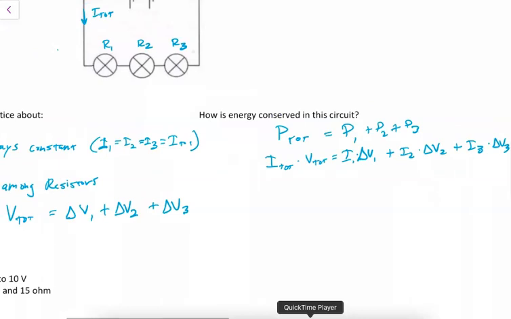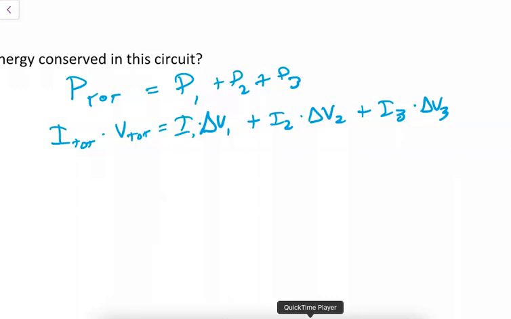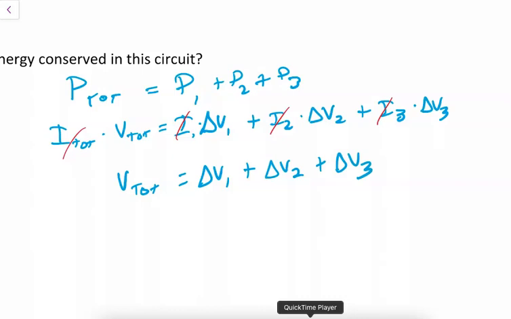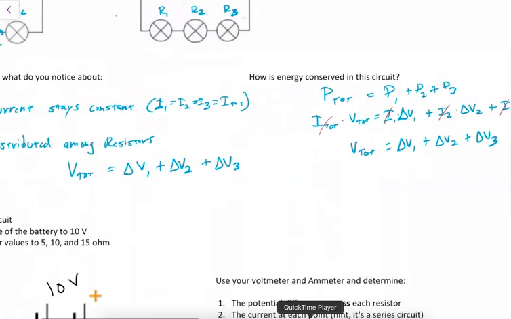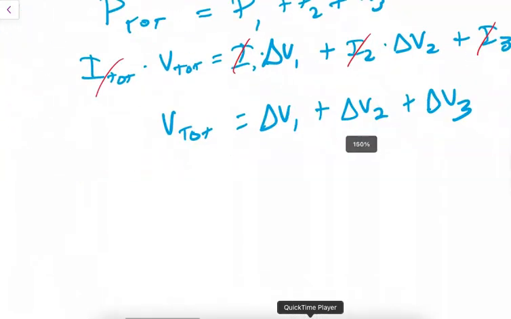we said that I1 is equal to I2 is equal to I3 is equal to I total. So actually, these are all just I's, and I'm going to cancel them out. And I end up with something we just wrote that we observed, which makes sense: V total is equal to V1 plus V2 plus V3.